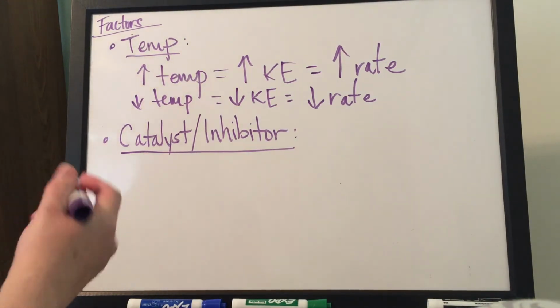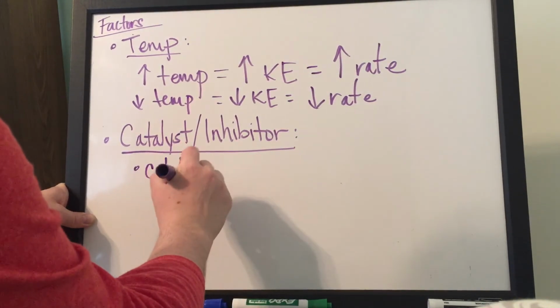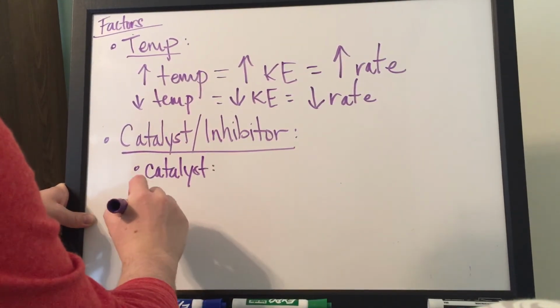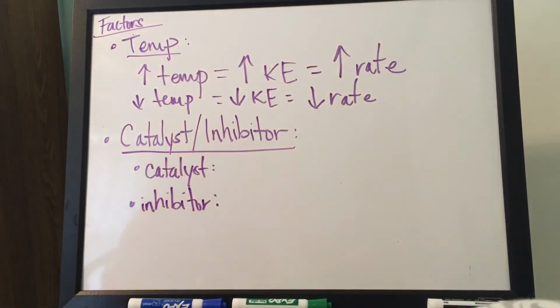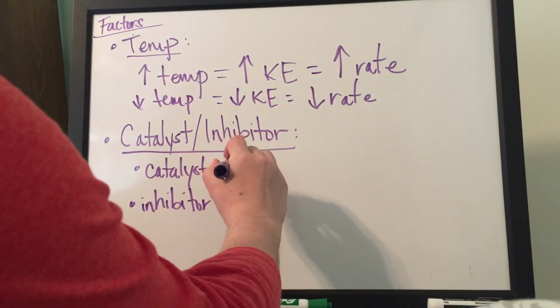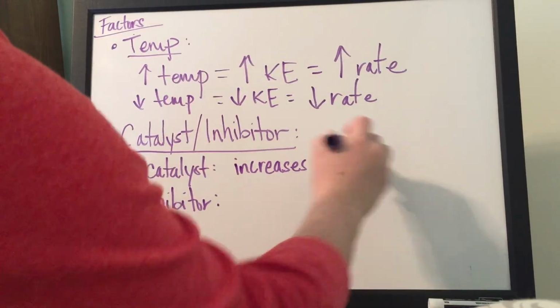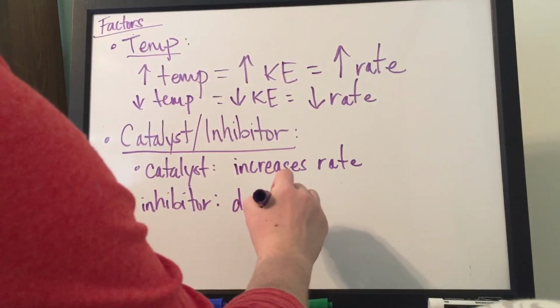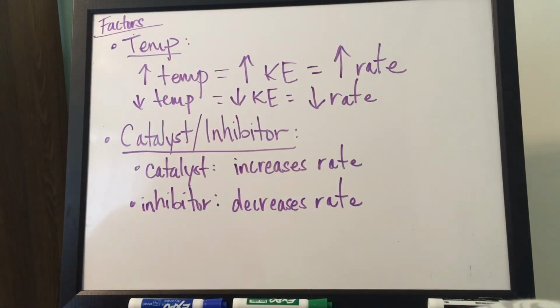All right, so last bullet point is the presence of a catalyst or an inhibitor. And these guys are opposite. So one speeds up and one slows down. You just have to remember which is which. So a catalyst increases the rate, and an inhibitor decreases the rate of a chemical reaction.